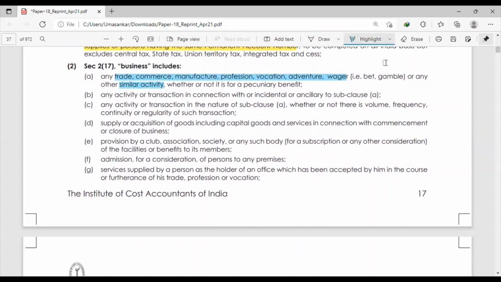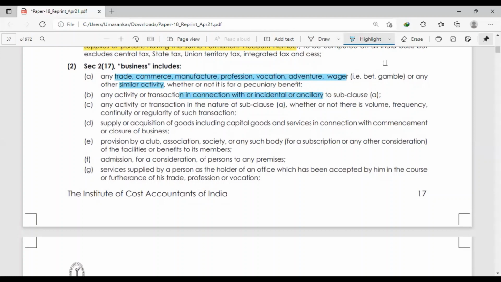Then, okay, trade, commerce, manufacture, profession, vocation, adventure, venture or any other similar activity. Okay, for the timing you remember this. Next, an activity or transaction in connection with or incidental or ancillary to subclause A, means related to these activities. If you do any transaction or activity, that will also be included in the business definition.